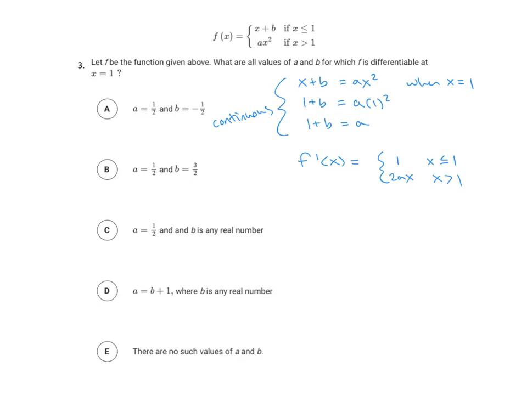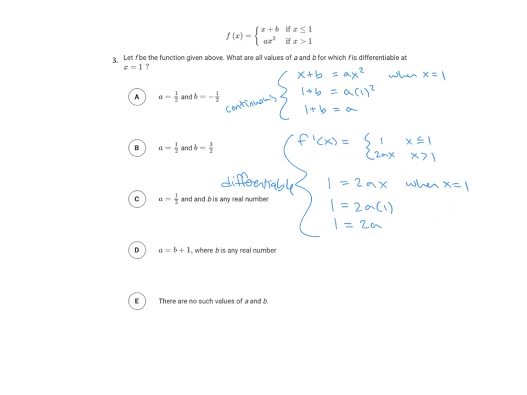And we need to set those two equal when x is 1. So we need 1 to equal 2ax when x equals 1, so that the derivative from the left is equal to the derivative from the right. And so I plug in 1 for x, and I get 1 equals 2a times 1, or 1 equals 2a. So this part is my differentiable step.